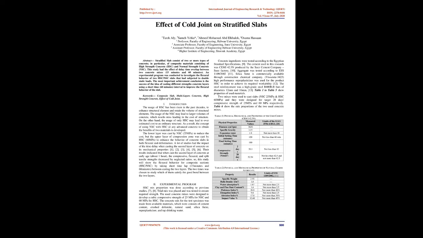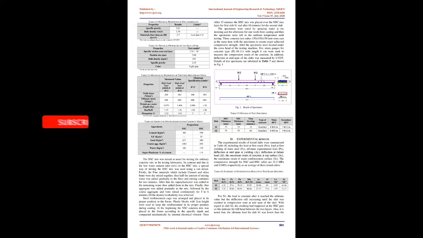9. The cement used in this research was Sameh 42.5N produced by the Suez Cement Company, Suez Factory. 10. Aggregate was tested according to ES 1109/2002. 11. Silica fume is commercially available through the Construction Chemical Company. Visocrete 3425, a high-performance superplasticizer, was used for the HSC in order to achieve its required workability 12. Steel reinforcement was high-grade steel B400BR bars of diameters 12 mm and 16 mm. 13. Tables 1 to 5 show properties of the used materials.